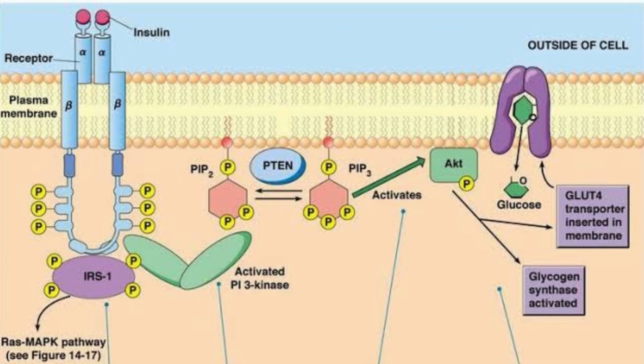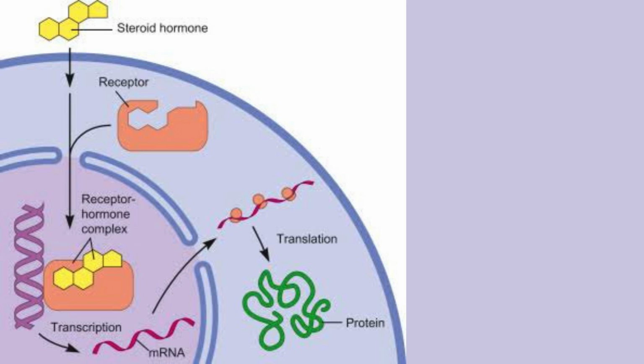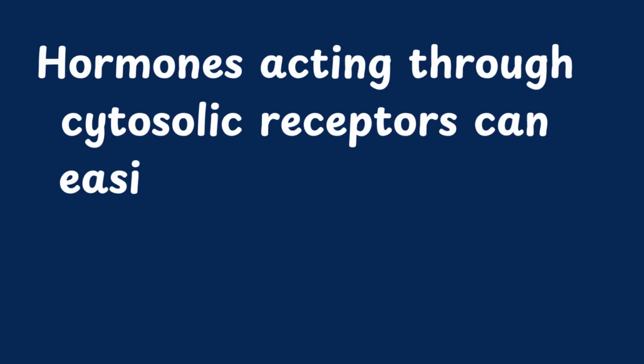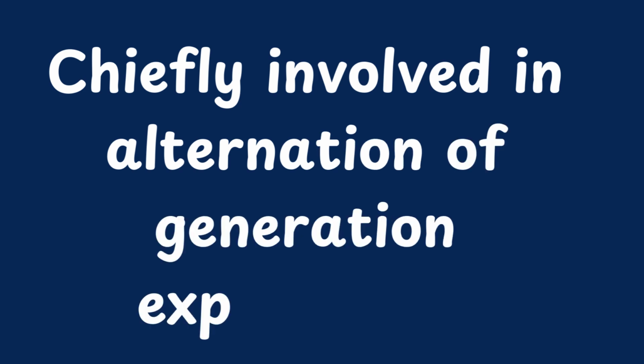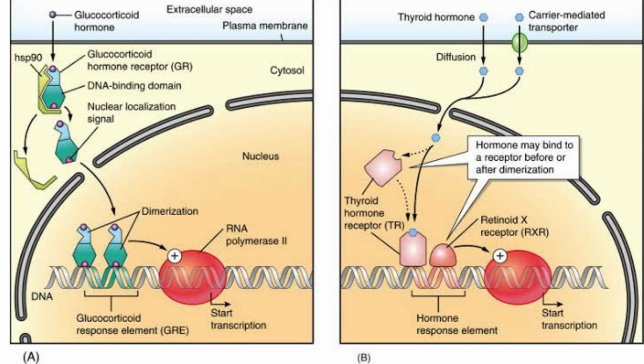The hormones acting through cytosolic receptors have long-term effects. That is, these can easily cross the plasma membrane and directly bind to the cytosolic receptor, and thus can also cross into the nucleus and bind to the DNA and alter gene expression. So that's why these have long-term effects.